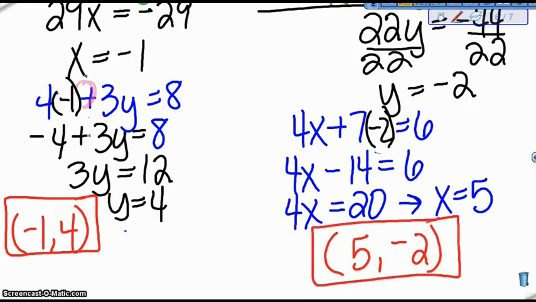In your packet, you have a word problem at the end of this. We're going to save that until tomorrow when we're in the lab. So don't worry about that, and you can find your assignment down at the bottom of your page of notes.